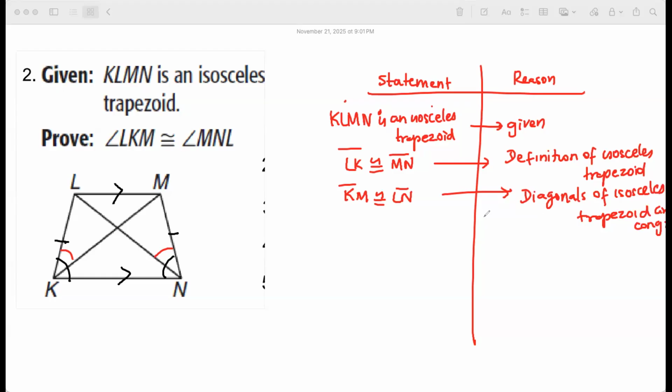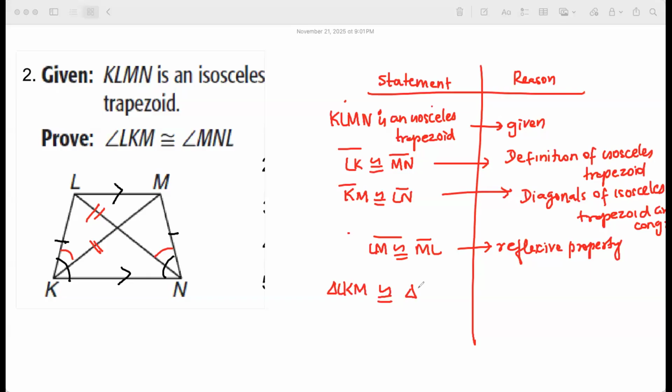LM is congruent to ML. Why? Reflexive property of equality. Now what? So triangle LKM is congruent to triangle MNL, correct? Why? SSS congruence.